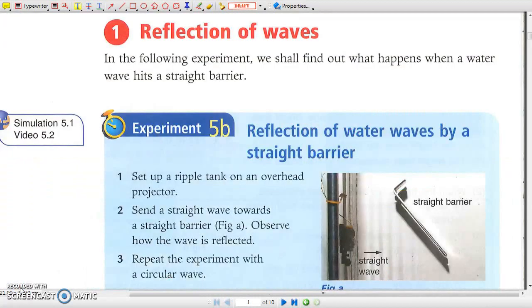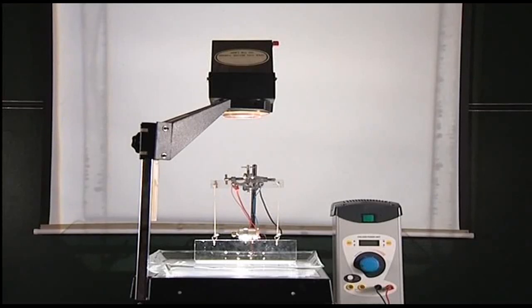We will continue to use water waves to demonstrate different wave phenomena. 1. Reflection of waves. Let's take a look at the following experiment first. Experiment 5b. Reflection of water waves by a straight barrier. We will see how water waves are reflected in different situations by using a ripple tank.